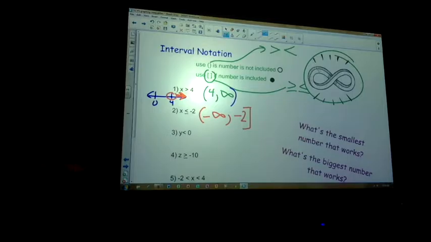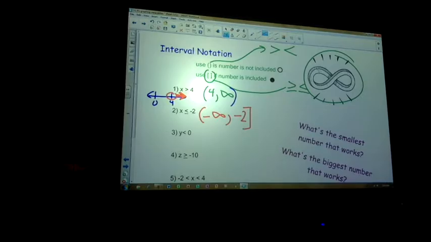Wait, I don't understand that. Why is it a circle bracket? If you did negative 2 first to negative infinity, that means it's going backwards. Oh, so you don't have it numerically set right. Why is the bracket like that on the other side? Why is it a square bracket? Why is the one side a circle and one side a square?